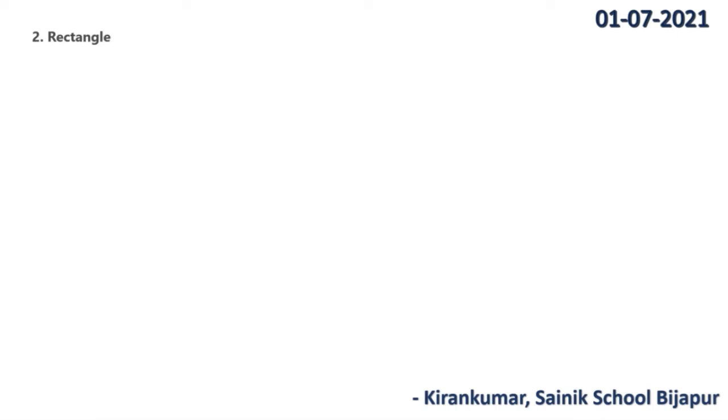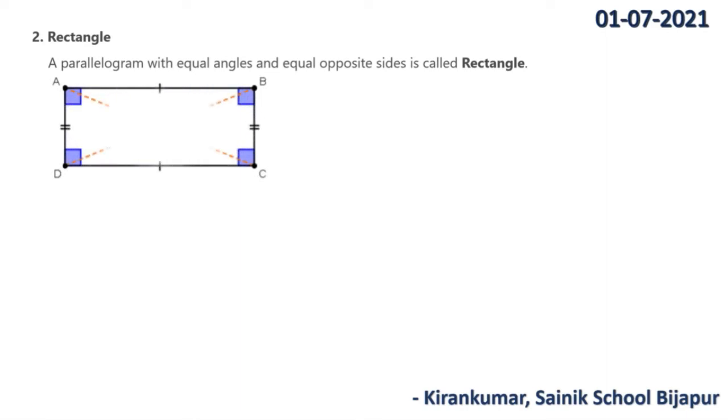A parallelogram with equal angles and opposite sides equal is called a rectangle. In the parallelogram ABCD, since all the angles are equal, each one will measure 90 degrees. Here the opposite sides, AB will be equal to DC, AD will be equal to BC, and angle A is equal to angle B is equal to angle C is equal to angle D, which is 90 degrees.